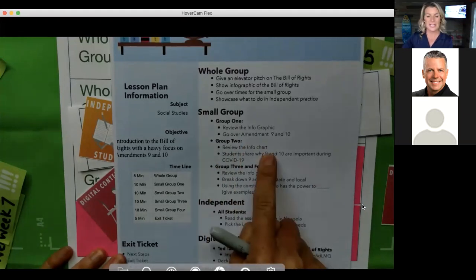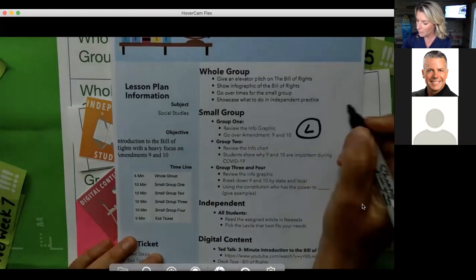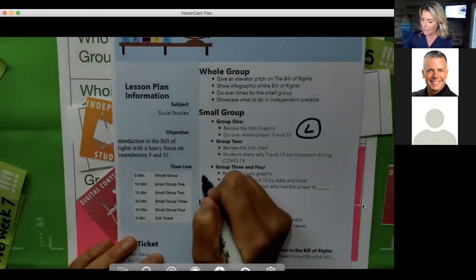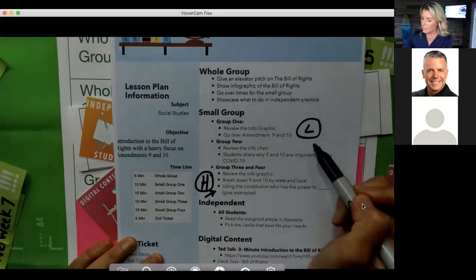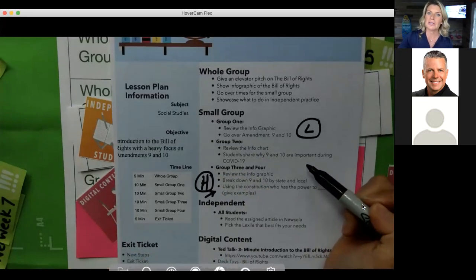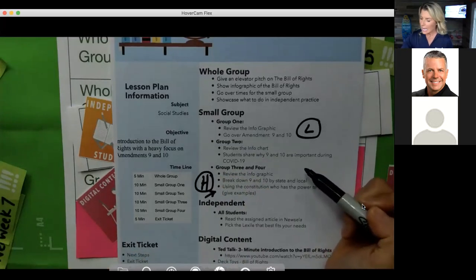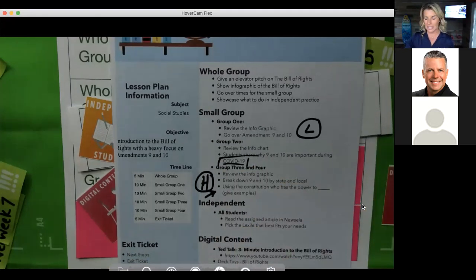So then we're going to go into the info chart again with group 2. So remember, my low group is this group. But remember, I said I'm starting with my high group. So this is what my high group is going to be doing right here. So my low group is going to be doing that. Group 2, my middle group, is going to be really working on the infographic again. And then we're going to be talking about how this has pertained to COVID-19.